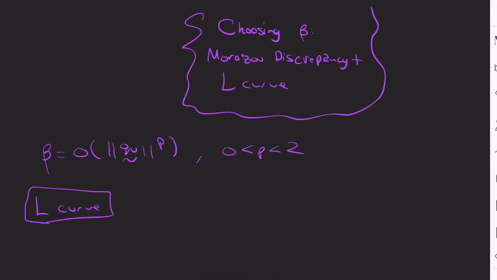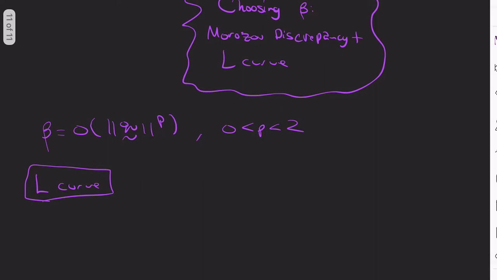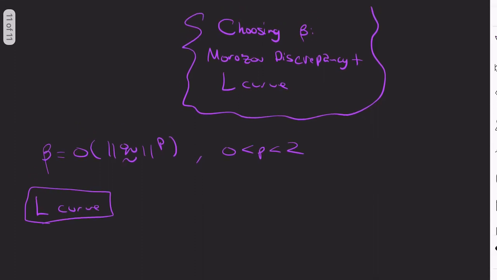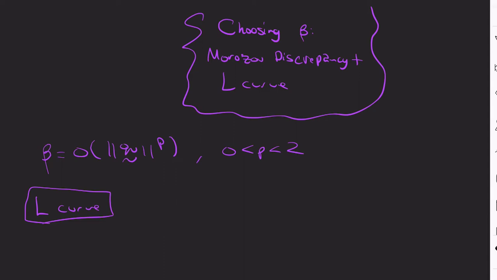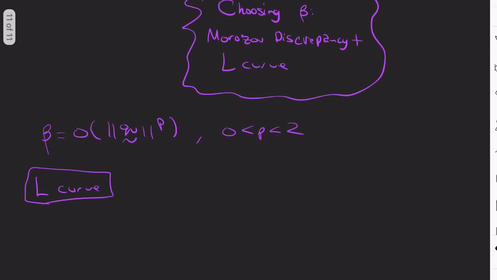Hi everyone, in this video I'm going to talk about a few ways to choose the regularization parameter beta. So recall from the last video that, in order for our regularization scheme to converge, we needed this condition, that beta decreases as eta to the p, where p is between 0 and 2.